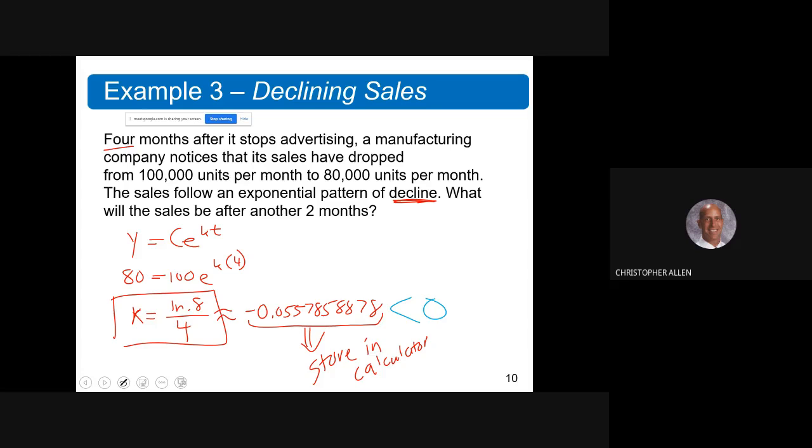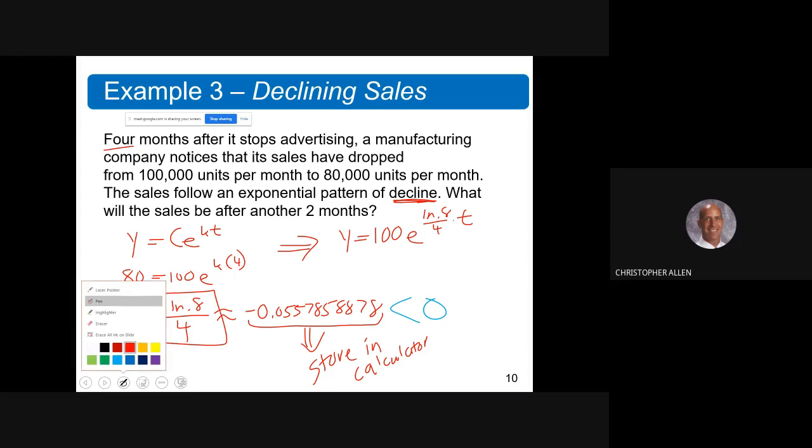So then finally, once you have this, we now know that this is going to be y equals 100e to the ln of 0.8 over 4 times t. So that's our new equation. And to figure out our final answer, it says after 2 additional months, so change that t to a 6. Because we already had 4 months and we want another 2 months, so that's going to make it 6. So that's one way to do it.